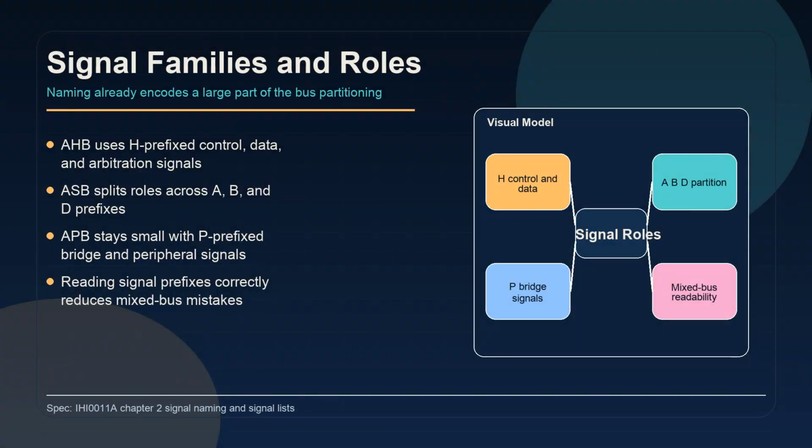The prefixes already tell you a lot about how the buses are partitioned. AHB collects control, data, and arbitration signals under H prefix names. ASB separates some roles with A, B, and D prefixes, while APB stays deliberately small.